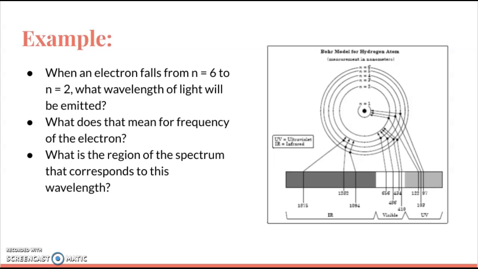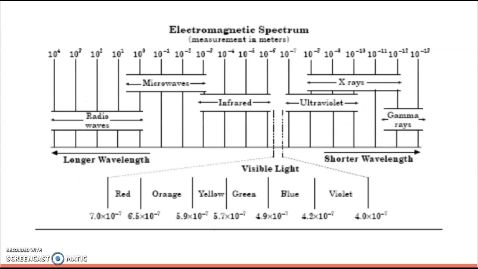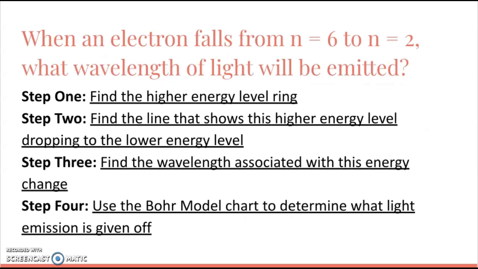If I have an electron fall from n equals 6 to n equals 2, meaning energy level 6 to energy level 2, I want to know the wavelength of light that's going to be emitted, what that means for frequency, and what region of the spectrum corresponds to that wavelength, okay? How I'm going to do this is I'm going to use this guy right here, and I'm also going to use what is underneath it here, all right? So we have 4 steps, so pause it if you need to and copy these down.